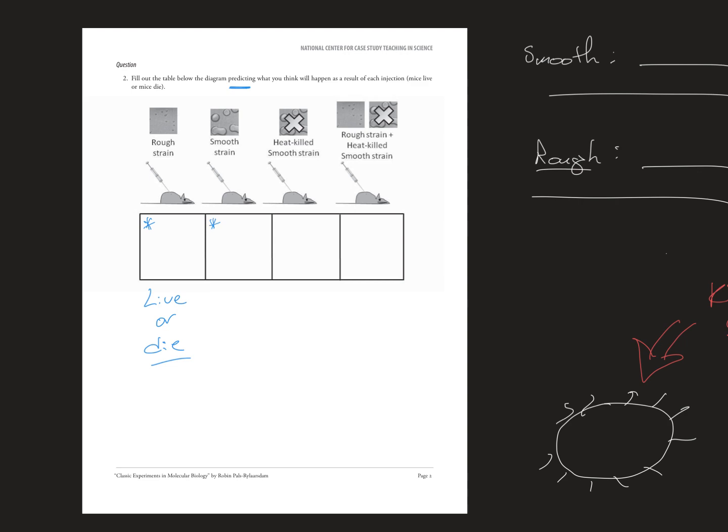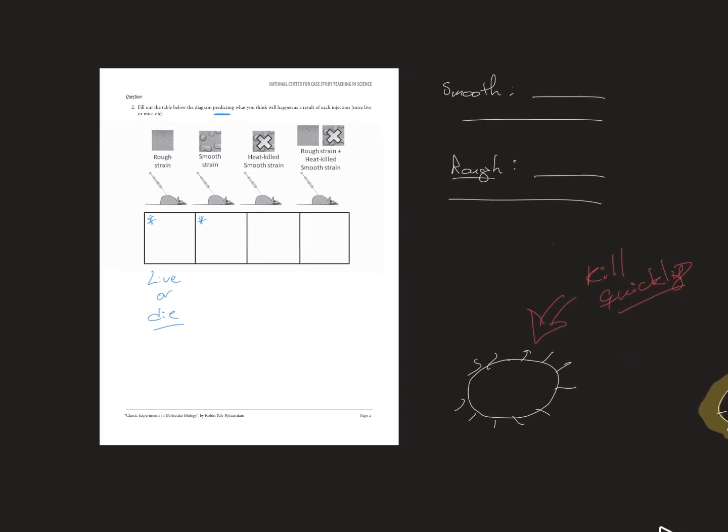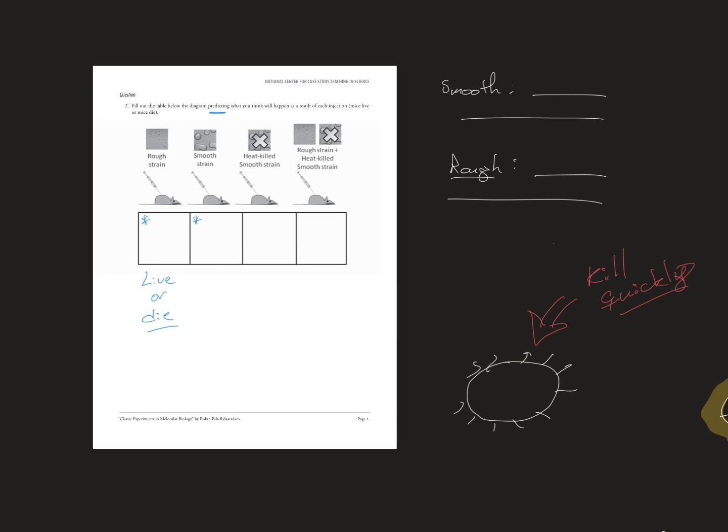So we're pretty sure we know what's going to happen. We can easily predict what's going to happen here. So with the rough strain, if what we're saying is correct, this is going to live. If we're correct, the smooth strain, the mouse is going to die. Pretty straightforward.